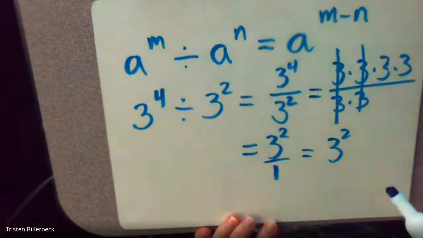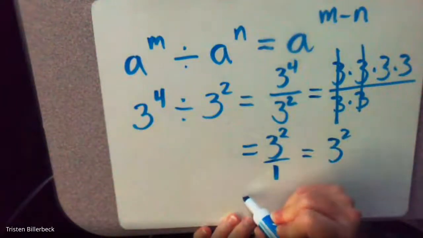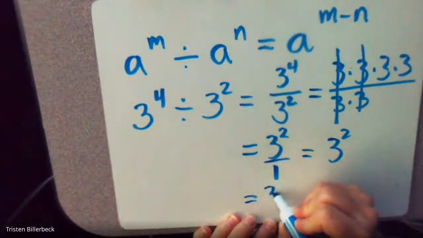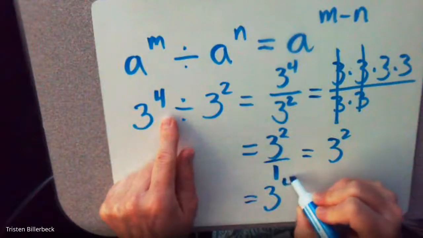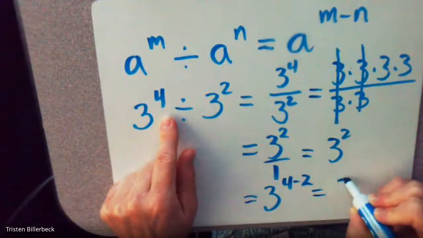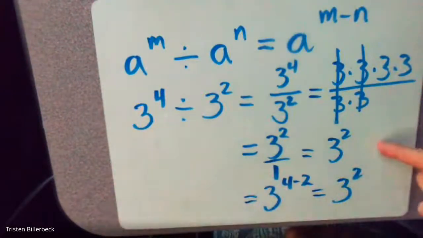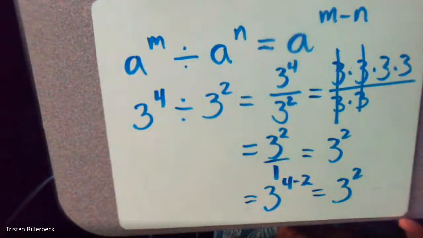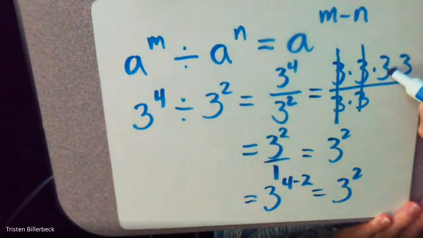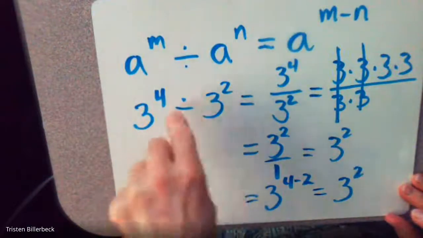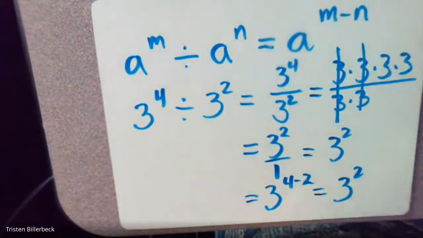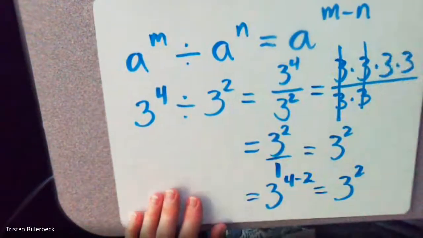Now let's take a look at the rule. The rule says I could have just subtracted the exponents. Let's try that: 3 to the 4 minus 2. And we know 4 minus 2 is 2. Look at that, it's the same thing. If these numbers are little, we can always expand it out, but if they're really huge numbers, we might want to know this rule. Okay, now let's look at the very last one.